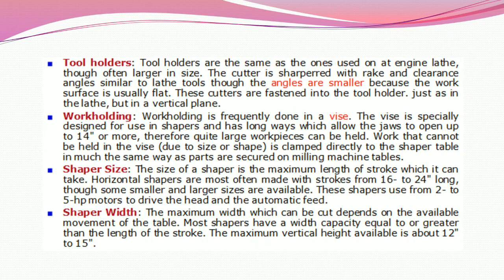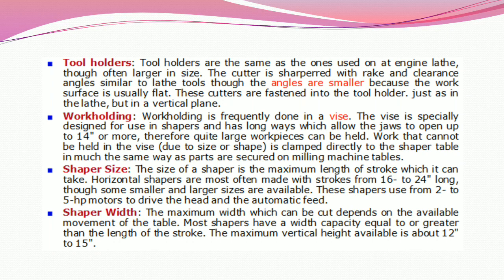Tool holders. Tool holders are the same as the ones used on an engine lathe, though often larger in size. The cutter is sharpened with rake and clearance angles similar to lathe tools, though the angles are smaller, because the work surface is usually flat. And these cutters are fastened into the tool holder, just as in the lathe, but in a vertical plane.